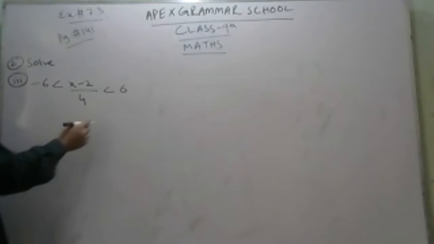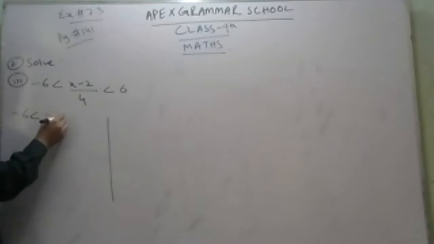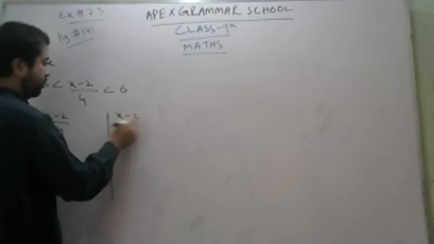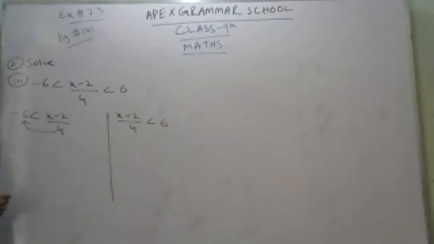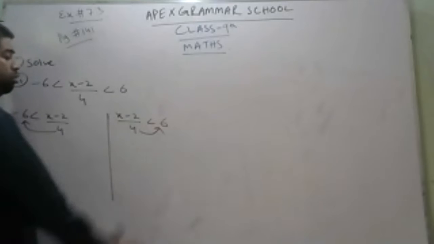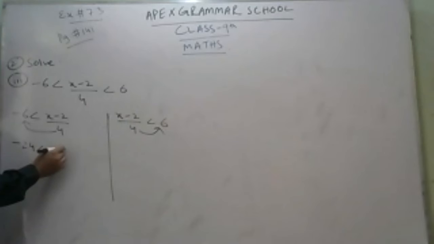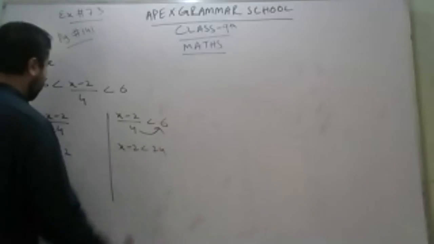So you can easily separate it. This 4 will multiply to this minus 6, and this 4 will multiply to this plus 6. 4 multiplied by minus 6 answer is minus 24. And 4 multiplied by 6 answer is 24.